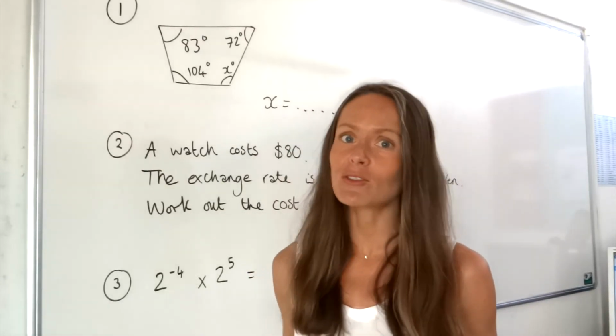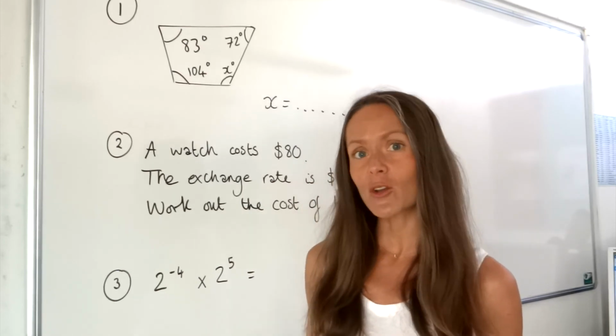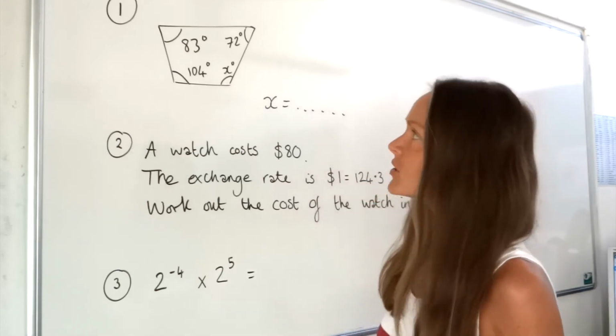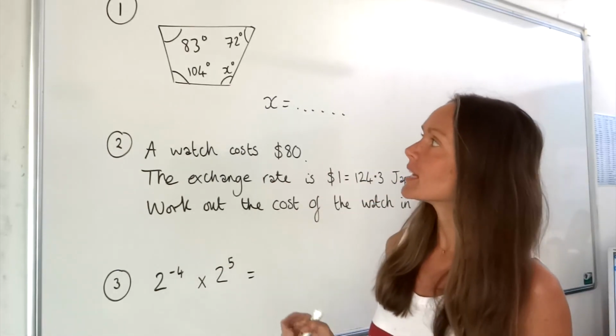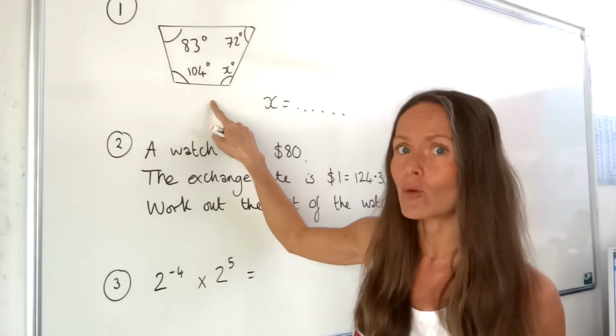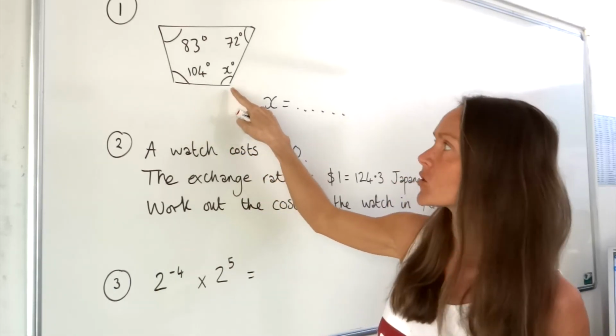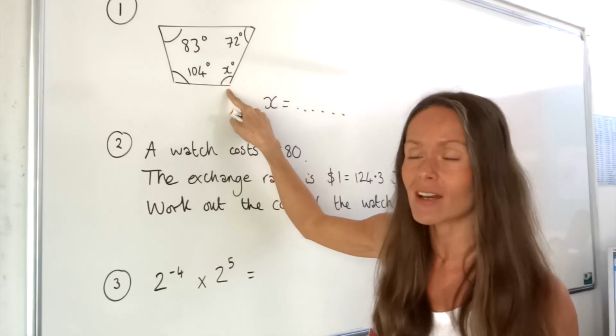In this video, I'm going to talk you through the solutions to the October-November Maths GCSE with CIE, the core version. So in question 1, they gave you a quadrilateral, so a four-sided shape, and you have to work out the value of x, so how many degrees are in this angle here.